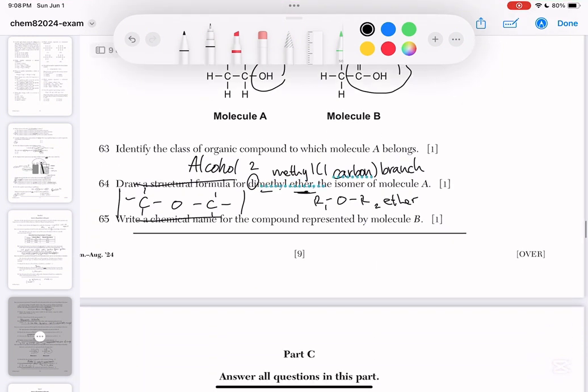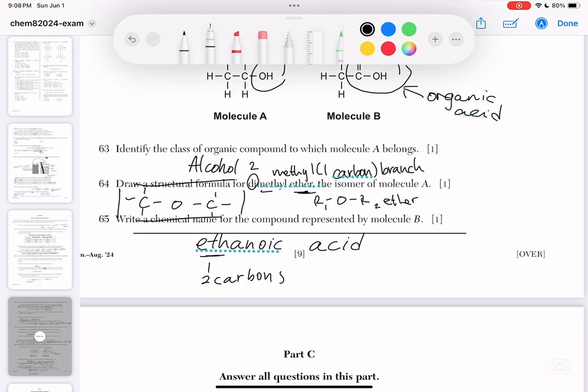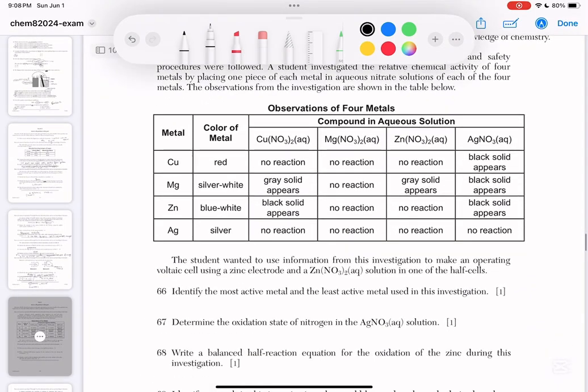Chemical name for the compound. So it has an organic acid functional group, like I circled, and this one would be ethanoic acid, because the eth is for the 2 carbons in this compound, and then you know, it has the organic acid functional group. So yep, ethanoic acid or acetic acid, depends on how you were taught.